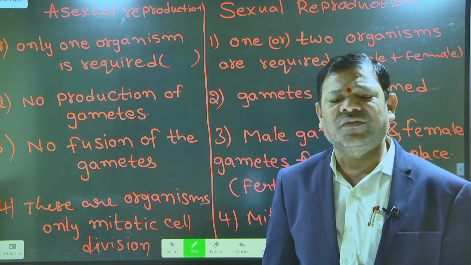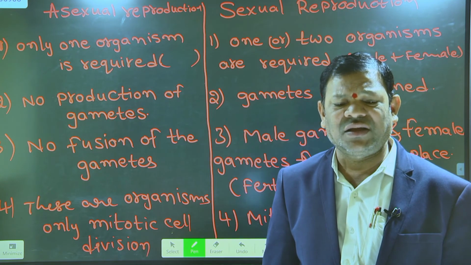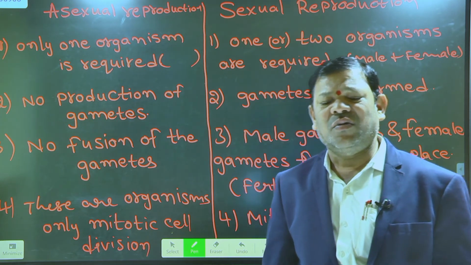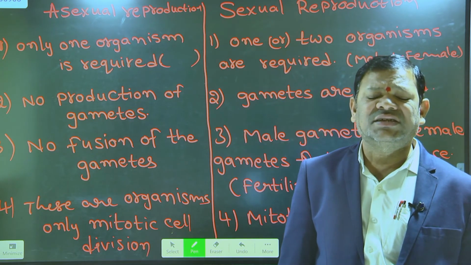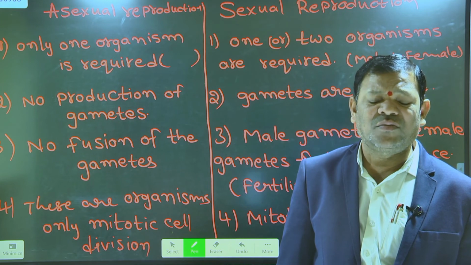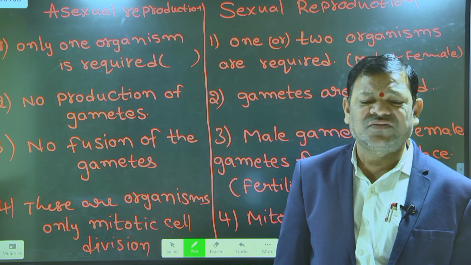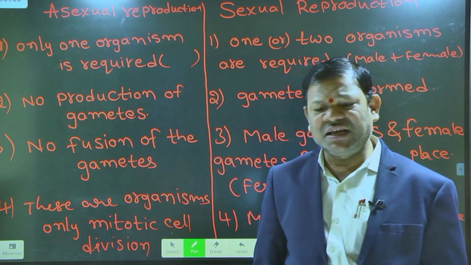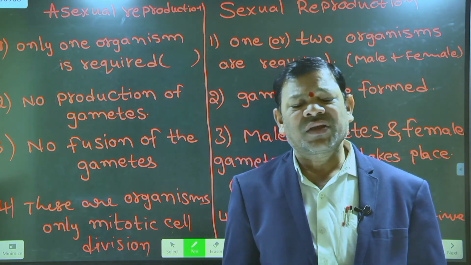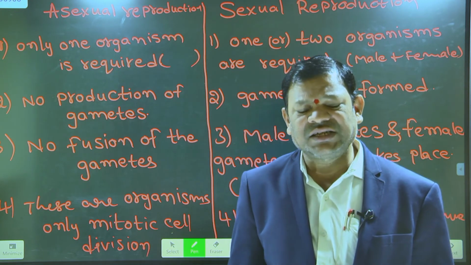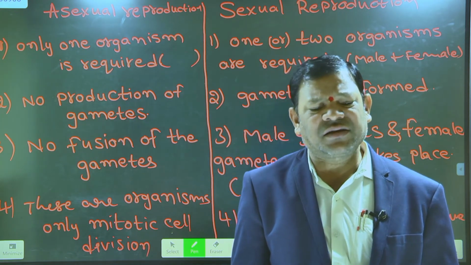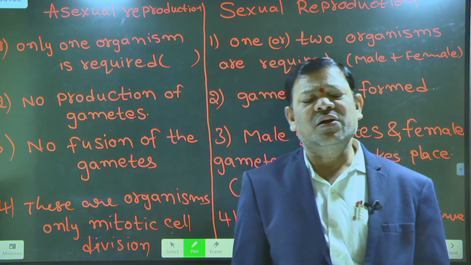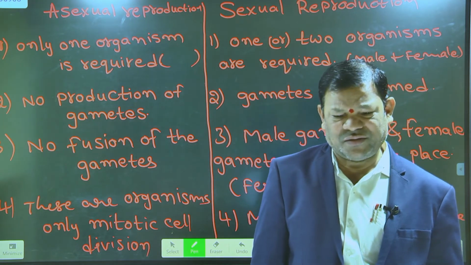If you see plants, two things are very important: one is pollination and the second is fertilization. Pollination means pollen grains reach from the anther to the stigma. Fertilization means fusion of the male gamete and female gamete. When fertilization takes place, the zygote is formed, which is always in the diploid condition. That zygote develops into the embryo. The embryo gives rise to the new baby.